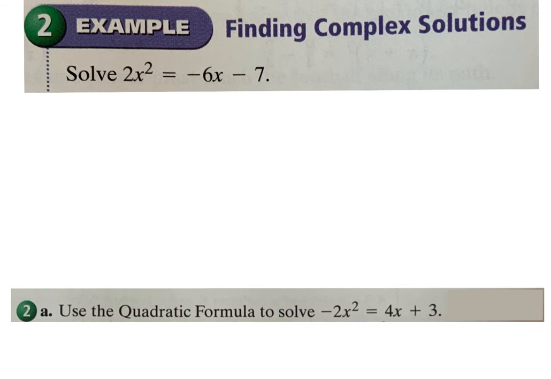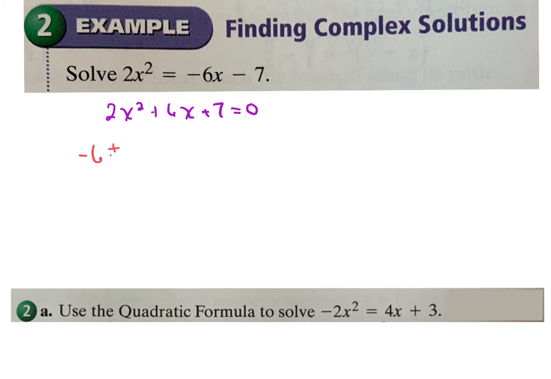Complex solutions. So complex solutions means I'm going to have an imaginary number thrown in here. All right. So I want to move everything to one side. It's typically easier to keep it with the x squared positive if you have this option. So I'm going to move my 6x and my 7 over. So I end up with 2x squared plus 6x plus 7 equals 0. I'm ready to use the quadratic formula now.